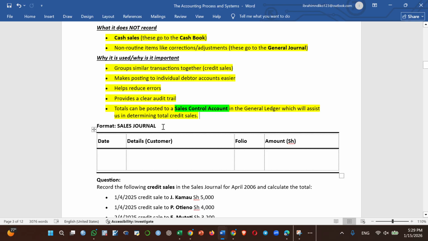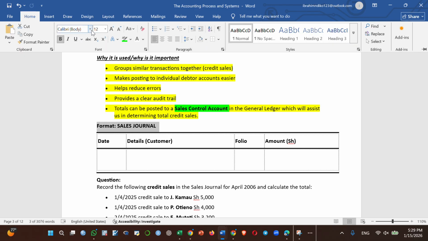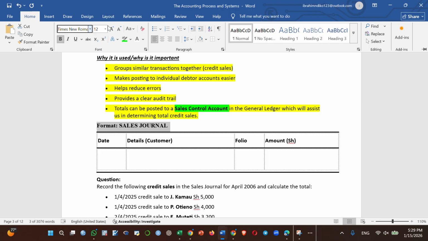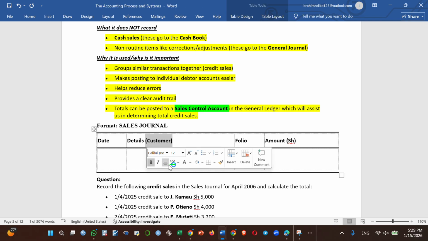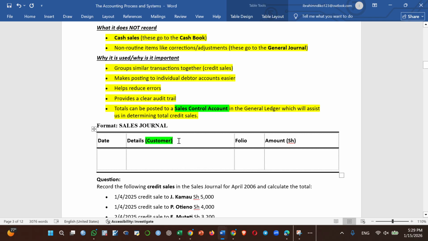The format is the same as compared to that one for the purchase journal. You start with the date, then the details. The details here are for the customer. Remember, for purchases, details is for the supplier. The folio number is this. You put the folio number that the system generates.